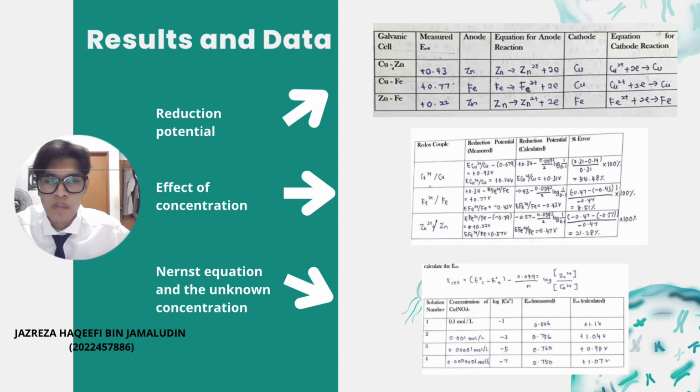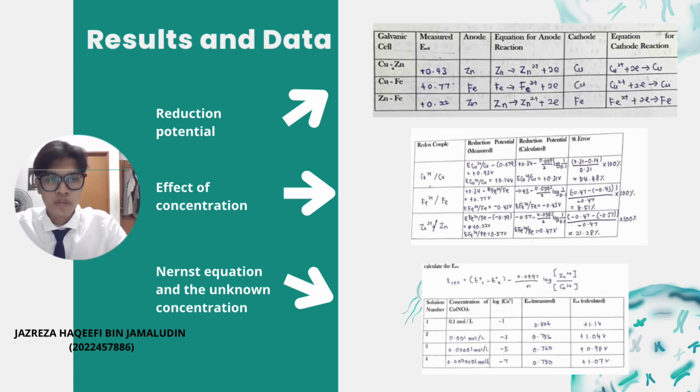Alright, now I will present our results and data. For the first part, which is reduction potential, in our galvanic cell, the first pair, copper and zinc, we get a reduction potential of 0.43, where the anode is zinc and the cathode is copper. For the second pair, copper and ferrum, we get 0.77 volt, and here the anode is ferrum and the cathode is copper. For the third pair, zinc and ferrum, we get 0.22 volt, where the anode is zinc and the cathode is ferrum.